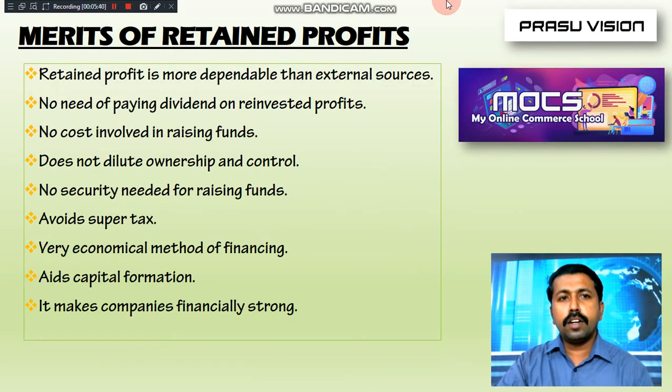So the plowing back of profit has a lot of merits. Retained profit is more dependable than any other source of financing. No need of paying more expenses to raise the fund. It is very easy to take money from their own hand. So it is more dependable.